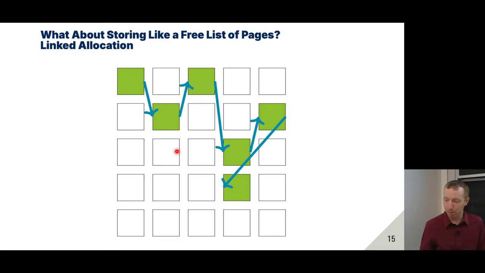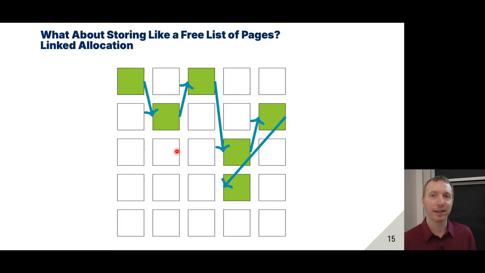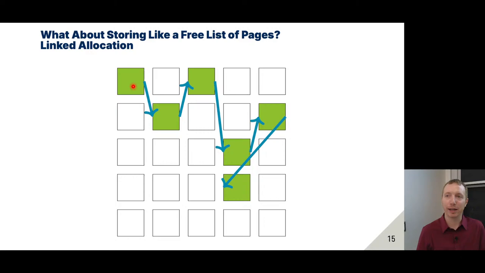But what is bad about this? Yeah, if I want to read the whole file, or let's say I want to go to the end of the file and I don't want anything else, to go to the end of the file, I have to access every single block and hop all around and make it to the very end, which is bad. So really, really slow.